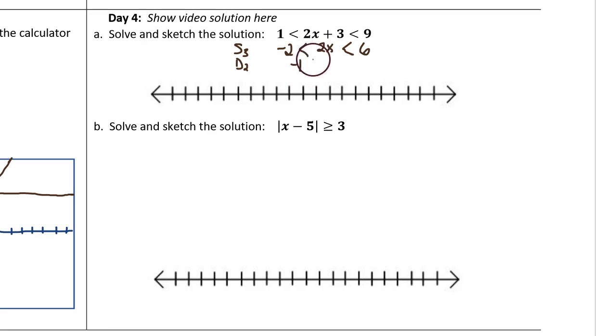This makes -1 is less than x is less than 3. This statement is the solution. It tells us what answers work for x, any number in between -1 and +3. Now we want to graph that.